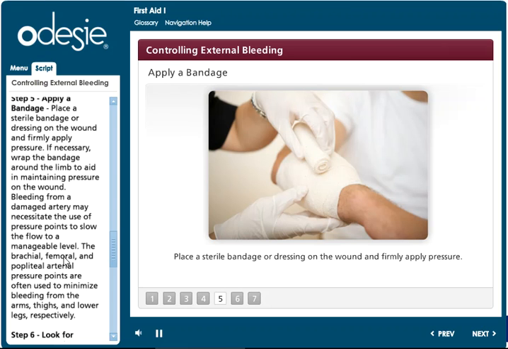The brachial, femoral, and popliteal arterial pressure points are often used to minimize bleeding from the arms, thighs, and lower legs, respectively.